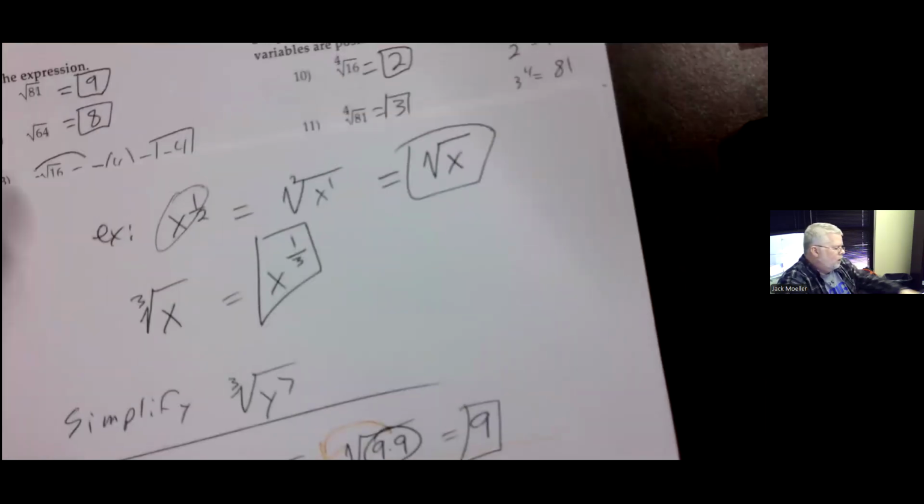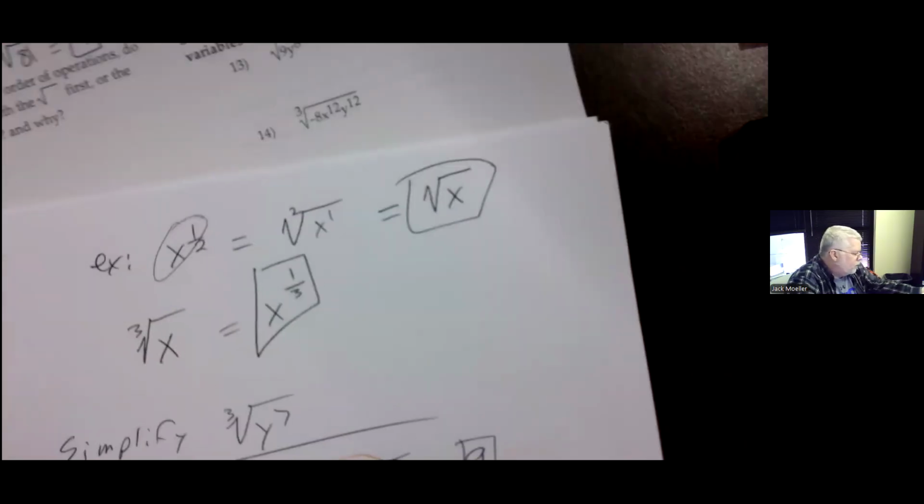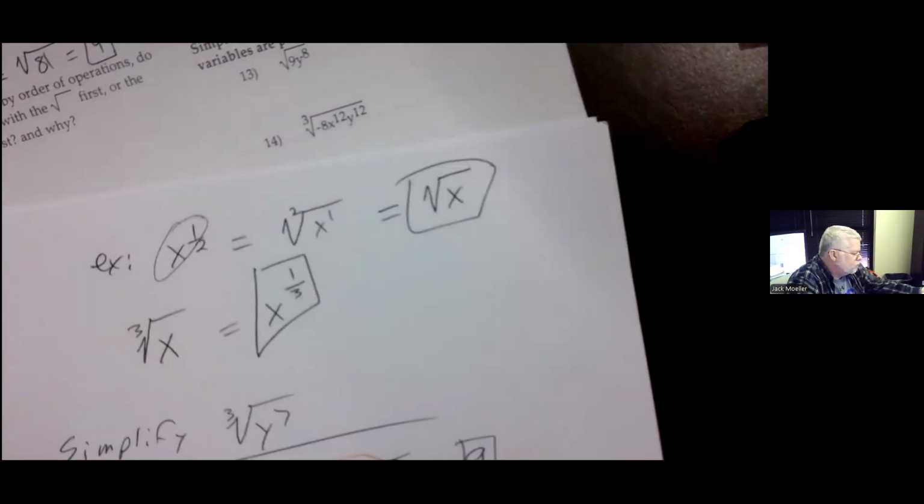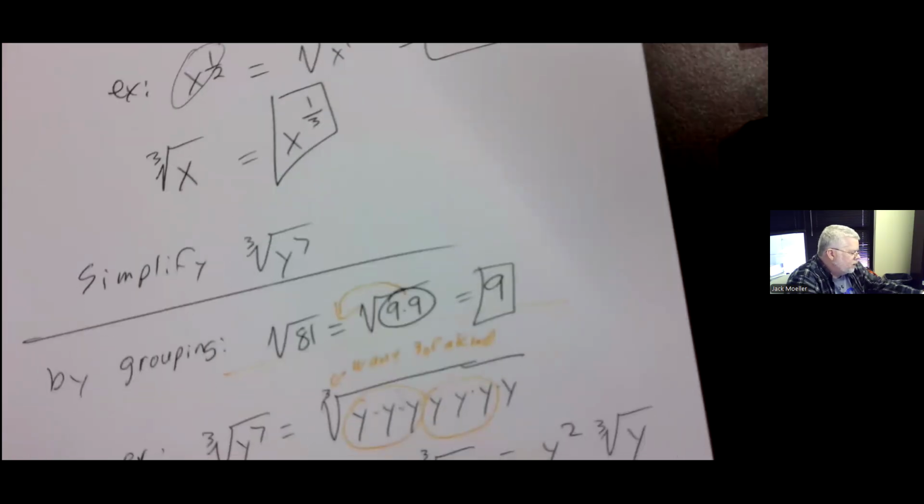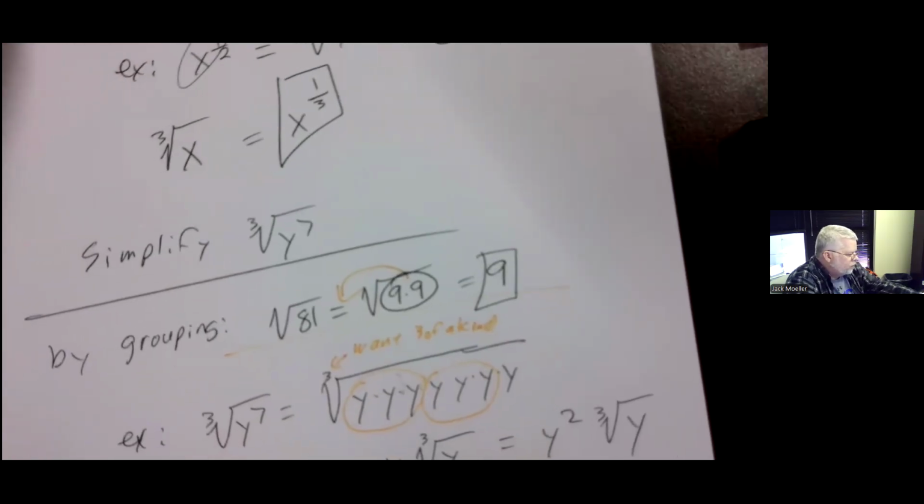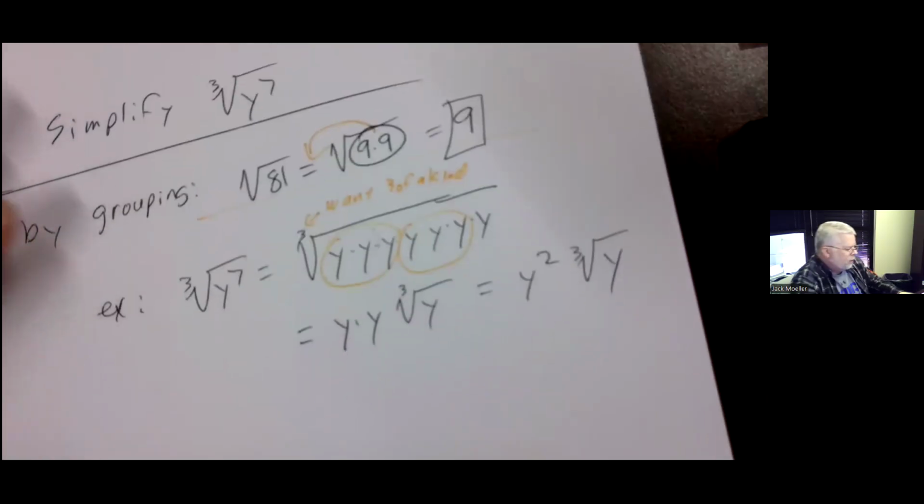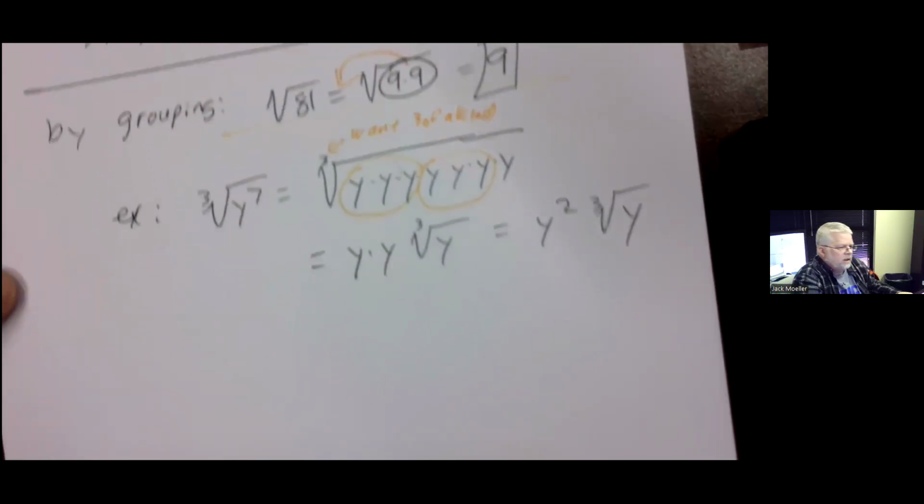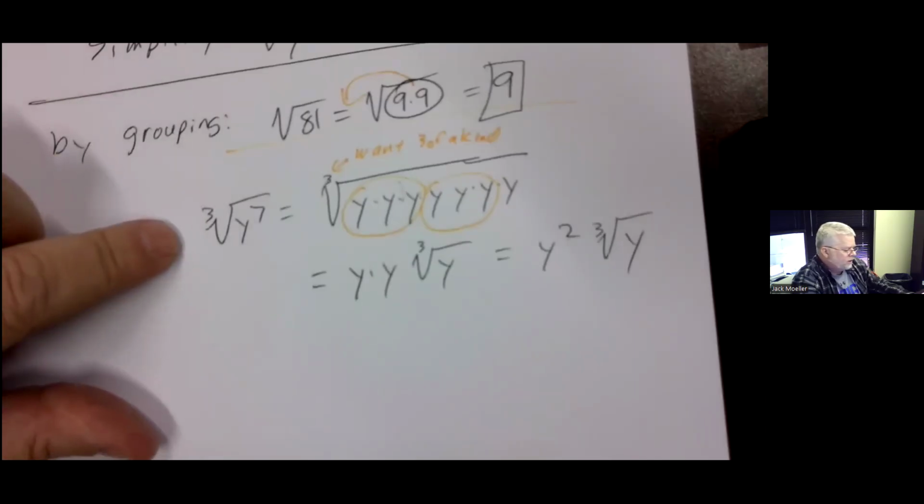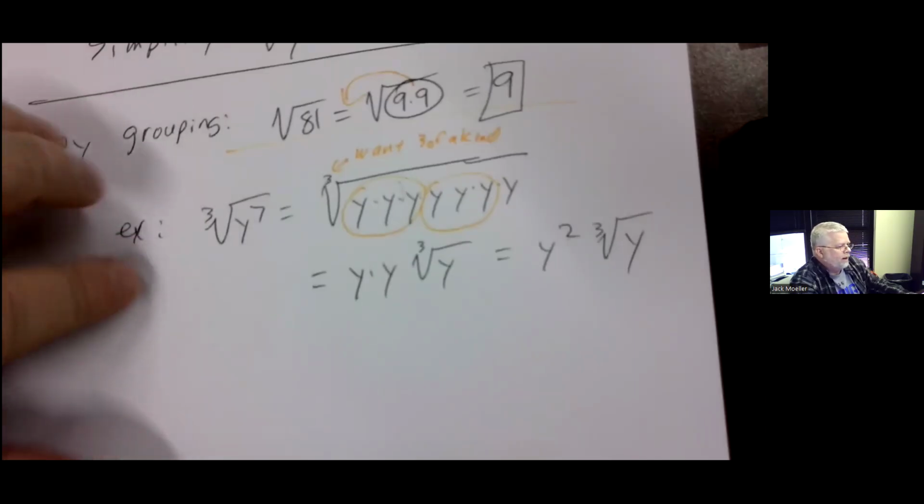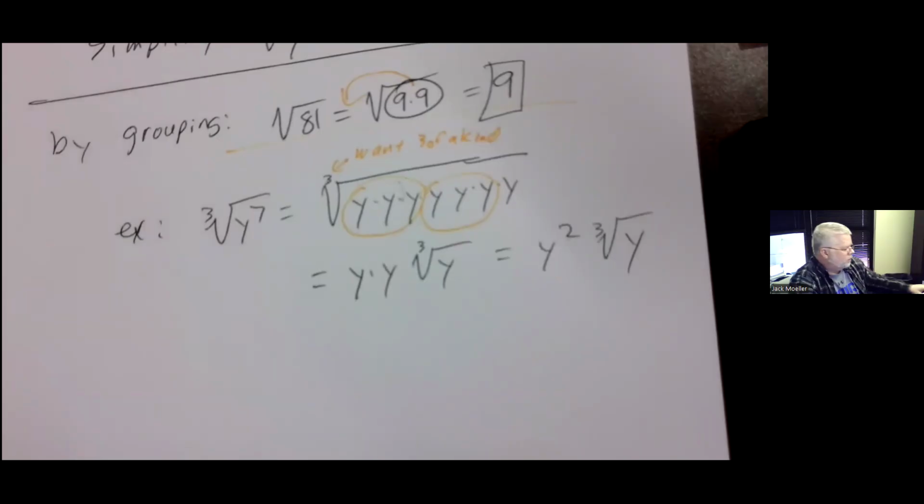So that's the grouping method, and then let me show you the division method, and as we do the examples, we'll do both. Most people, when you first see this, I think the grouping method is a good place to start, and then as you get more practice, you can do some of the division method as a shortcut.